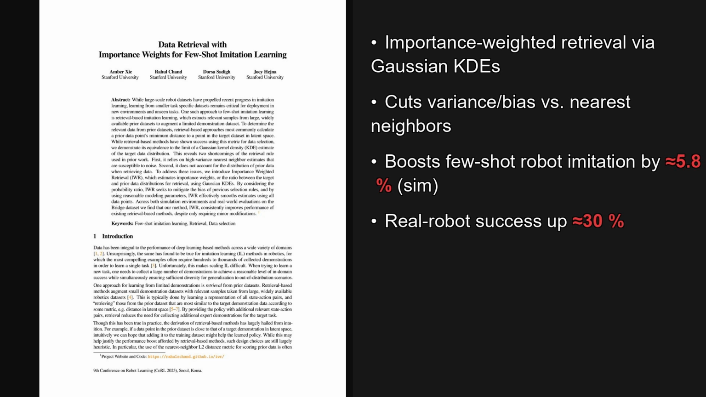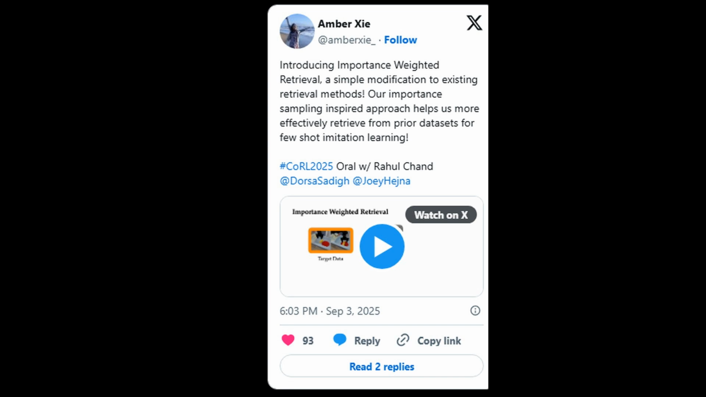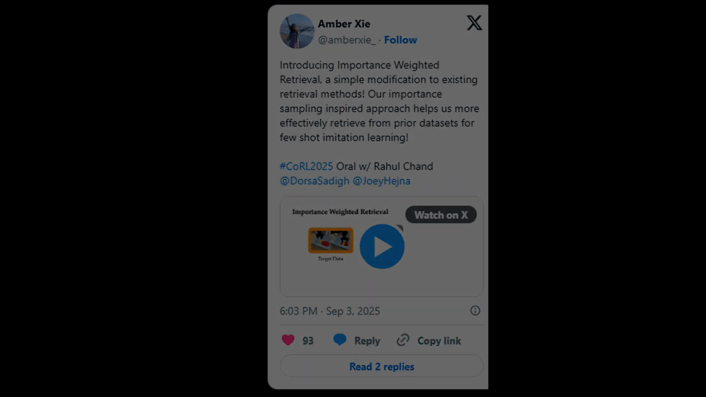In short, the method reframes retrieval probabilistically, using Gaussian kernel density estimates to compute importance weights that reduce variance and bias. On X, a co-author announces importance weighted retrieval as a simple drop-in fix for few-shot imitation learning, highlights inspiration from importance sampling, and notes a co-RL oral. Engagement looks moderate with 93 likes.